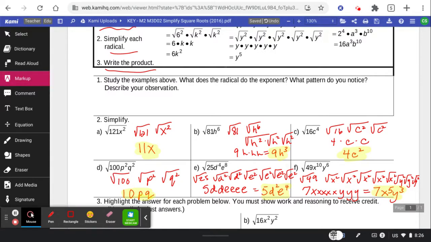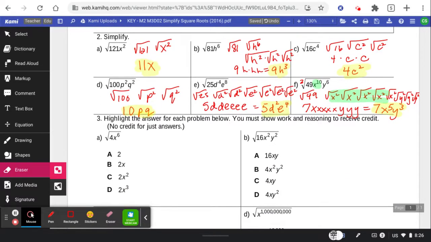So what if you don't want to do all this stretching out, right? Could you just look at x to the 10th and take the index of 2 for the square root? How did I get x to the 5th? Could we just take 10 divided by 2 and 6 divided by 2 to get those exponents of 5 and 3? So start thinking about that as a shortcut, or if you like this expanded form, that way works as well. All right, highlight the answer for each.